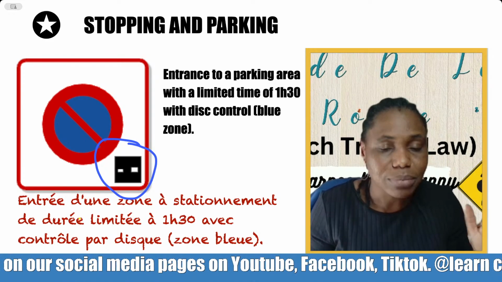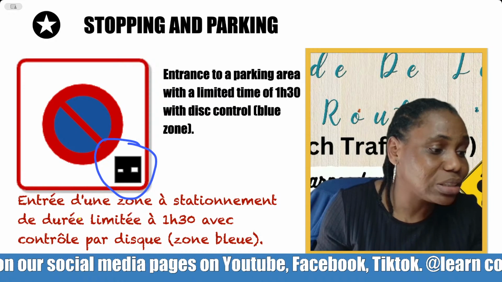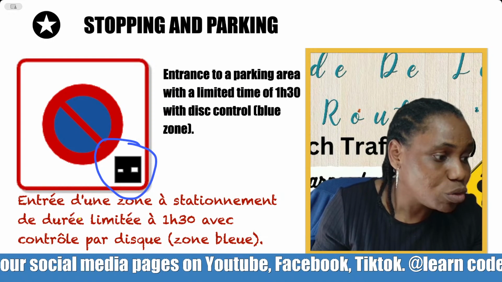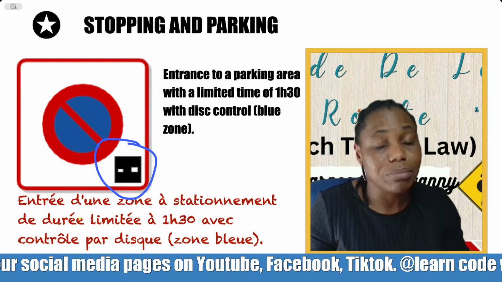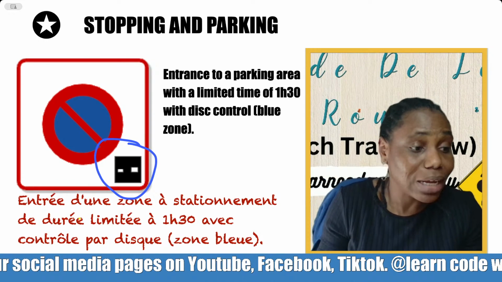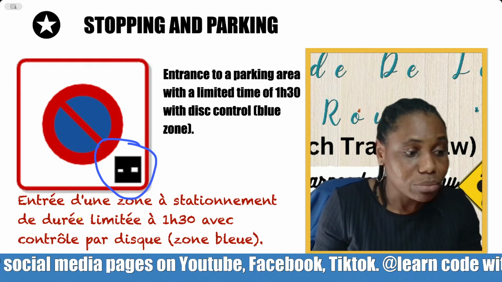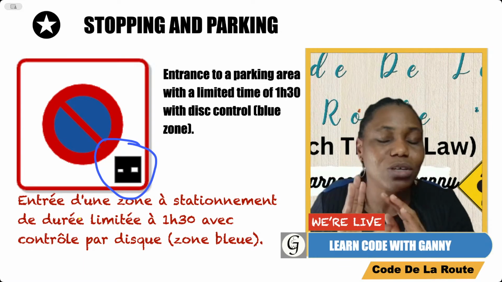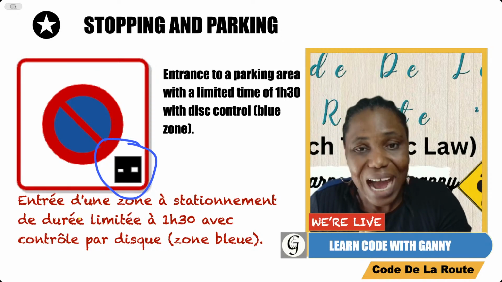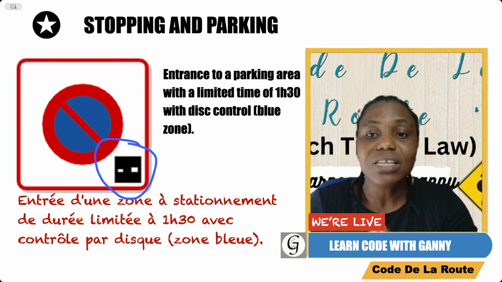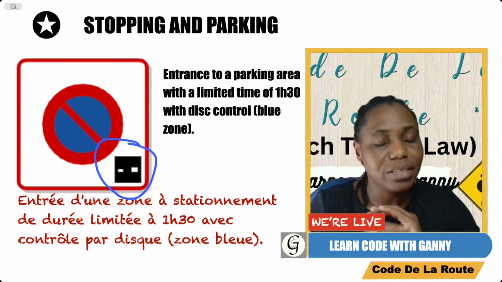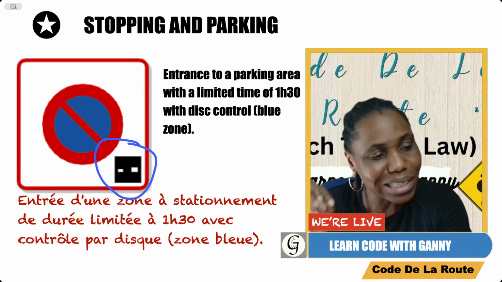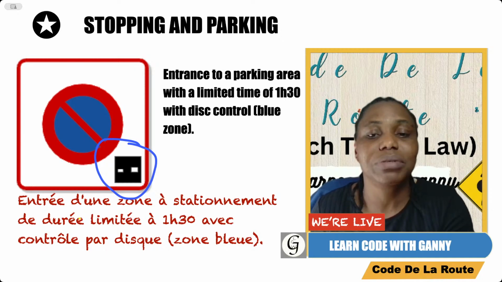And most of the time, if you don't see this control, it will be a blue line like this. Sometimes, most of the time, it will be a blue line. So just make sure that you have 1 hour 30 minutes to park there. And another advantage is that anywhere you see a blue zone, the parking is free. You are not paying, but for a limited time, which is 1 hour 30 minutes.